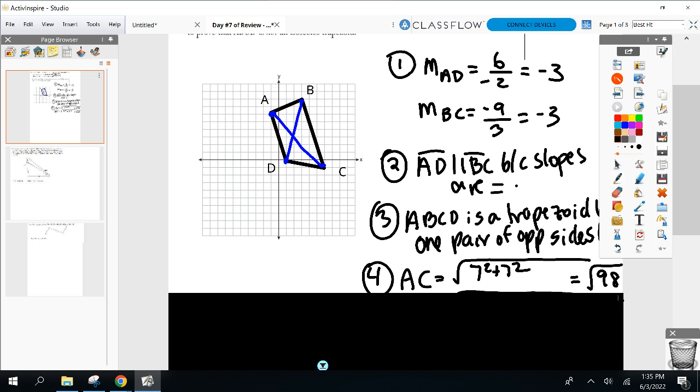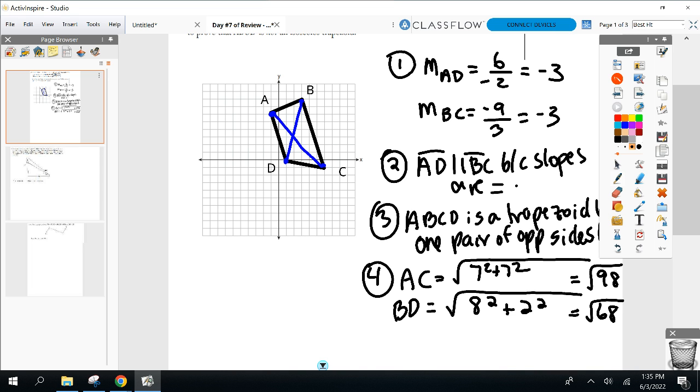68. Yep. Question came up: should I simplify them? It doesn't ask. I would not be a hero, because if you simplify and you make a mistake, we do have to take a point off. So I would just leave it. Doesn't say to simplify it. Don't try to be a hero and make a mistake.